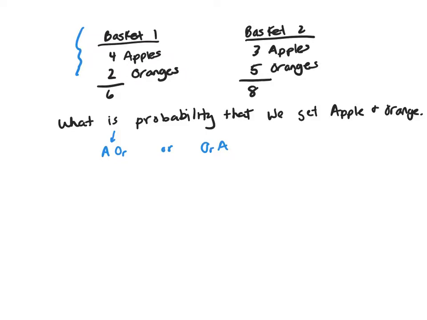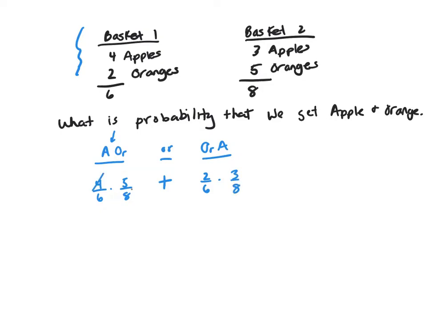So there's 2 ways it could happen. This or this. So that's going to be a plus sign. Now what's the probability you get an apple from basket 1? That would be 4 out of 6. Times, what's the probability you get an orange from basket 2? 5 out of 8. Okay, probability of orange from basket 1 will be 2 out of 6. Apple from basket 2 will be 3 out of 8.